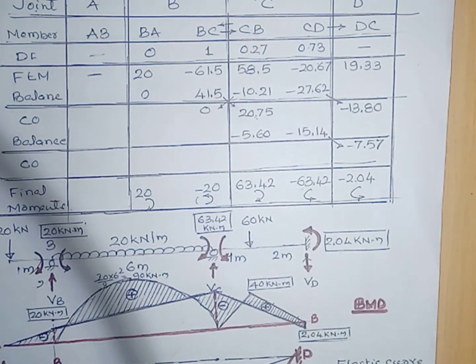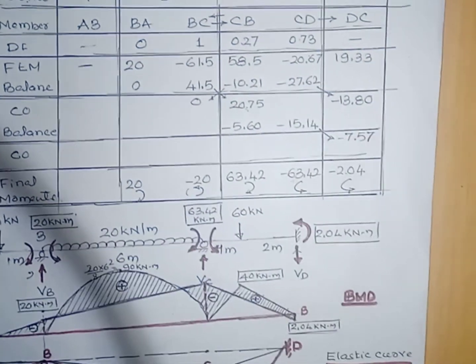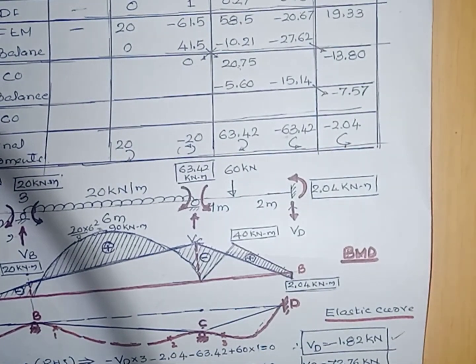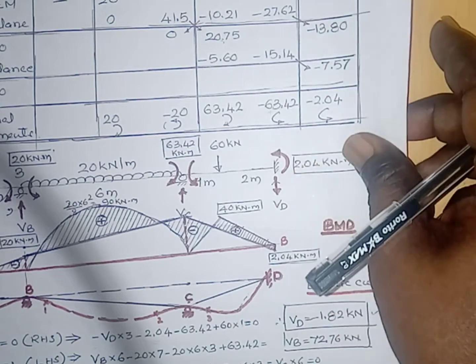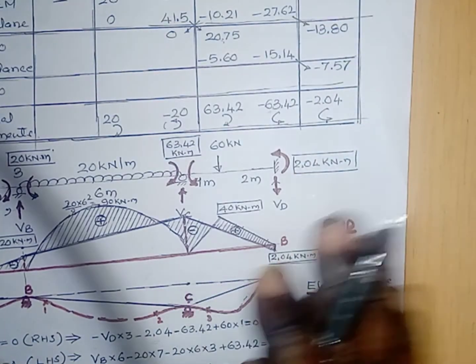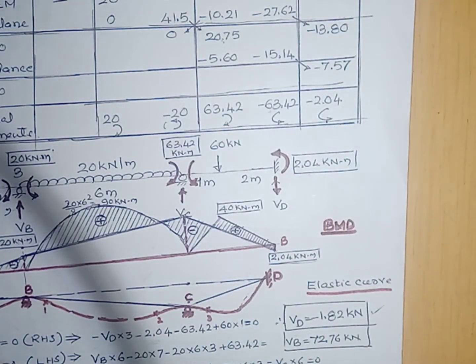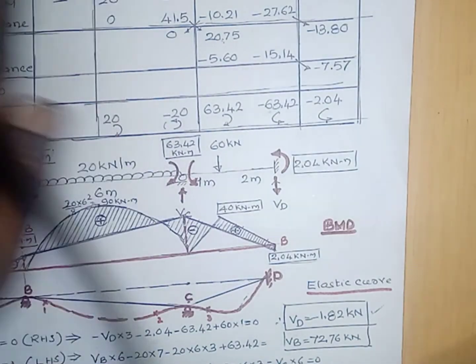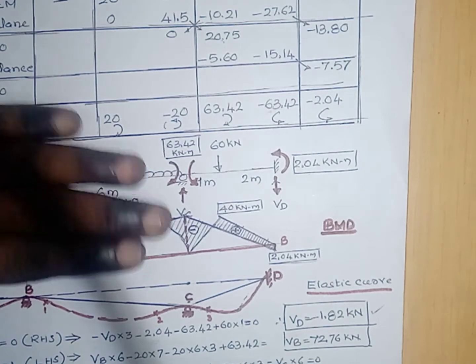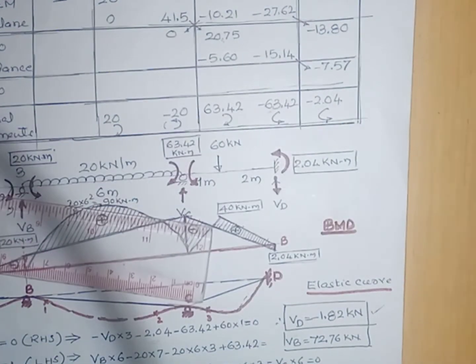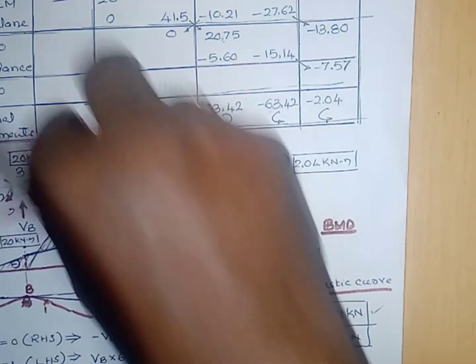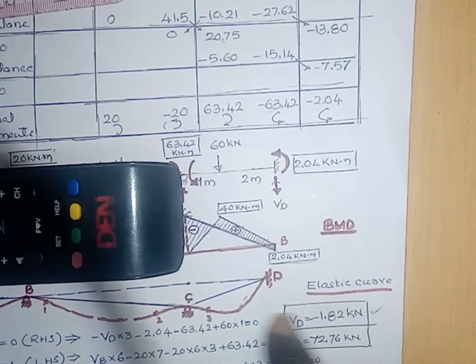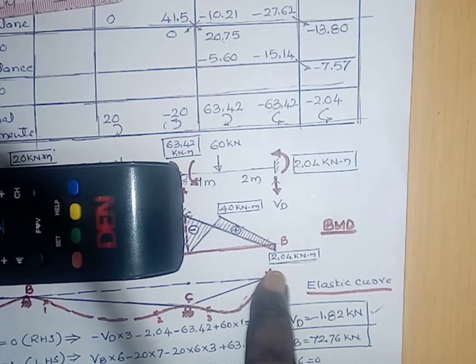Now we want to draw the shear force diagram for this one. First we have to consider the moments of all the forces about C. Only the RHS portion. Close this portion, then we have to consider only the remaining portion.